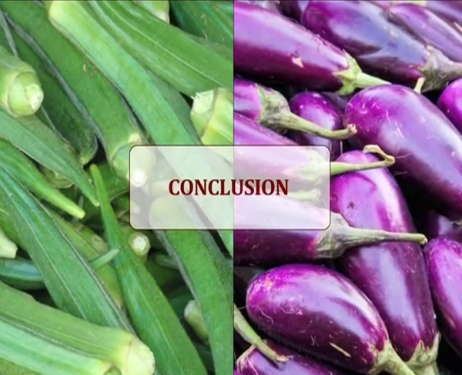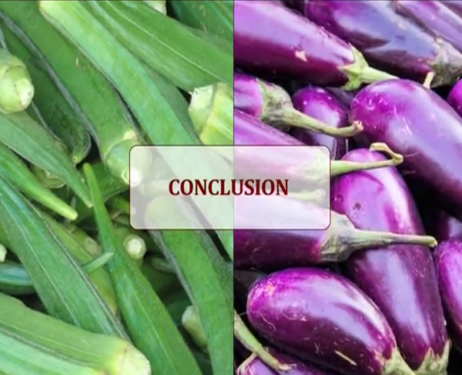So now coming to the conclusion of this topic. Brinjal and bhindi are attacked by several diseases such as fungal, bacterial and viral diseases. Their production is hampered by several factors, like biotic and abiotic factors. So, the management of the diseases can be achieved only if we understand the character of the pathogens as well as the symptoms involved.